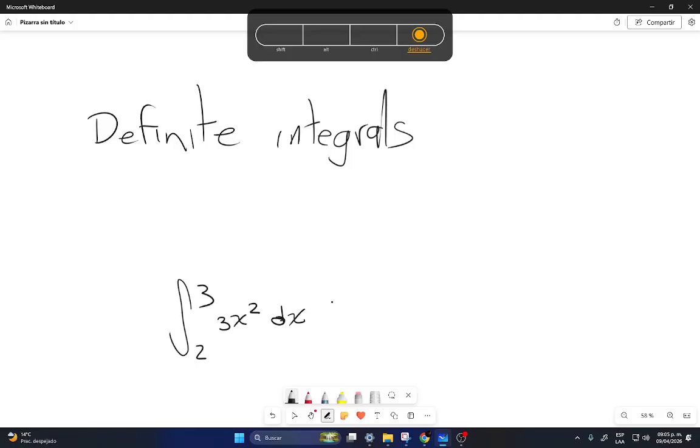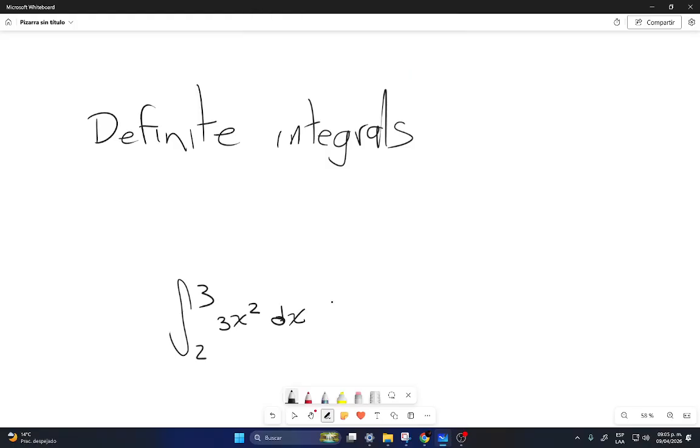So what are definite integrals? Basically, they are exact calculations of areas between 2 points of x. What do I mean by that? So if this function, which is a quadratic function, looks more or less like this, what this integral is telling you is the area between 2 and 3 over the x-axis. 2 and 3. Sorry, here should be 1. So it's this area.